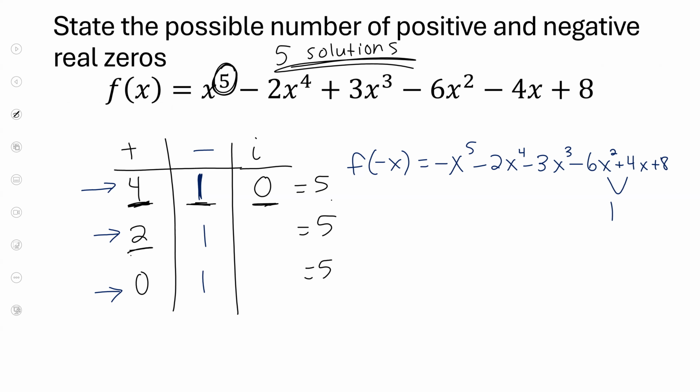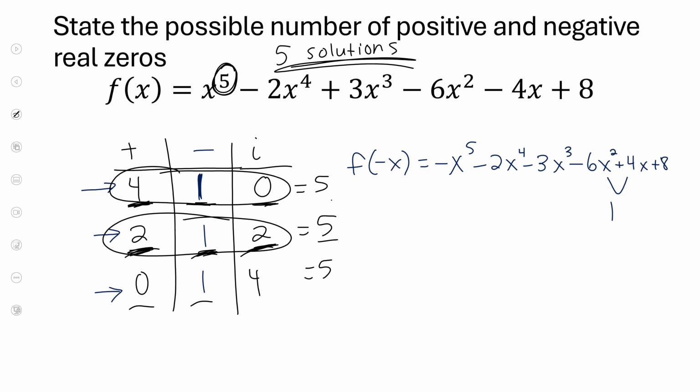Well, 2 of the solutions are positive. 1 is negative. That leaves 2 needing to be imaginary. 2 plus 1 plus 2 is 5. Next, 0 plus 1 plus 4 is 5. So these are your different possibilities. You might have 4 positive answers and 1 negative answer, 2 positive, 1 negative, and 2 imaginary to equal 5. Or when you solve this, when you factor it, you might figure out that you have no positives, 1 negative solution, and 4 imaginary ones. That's how this table works.